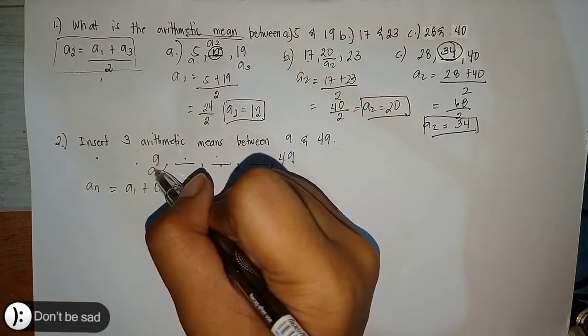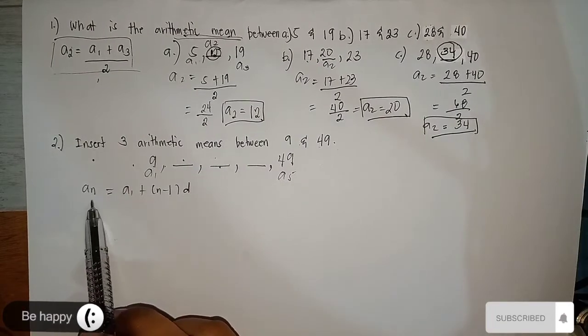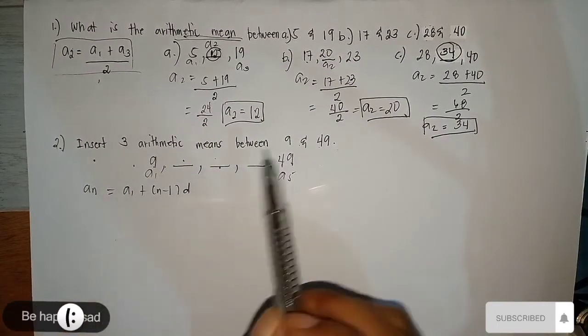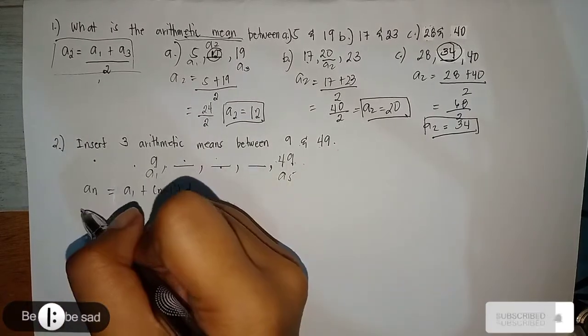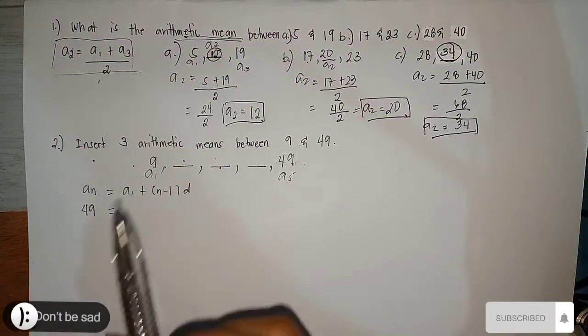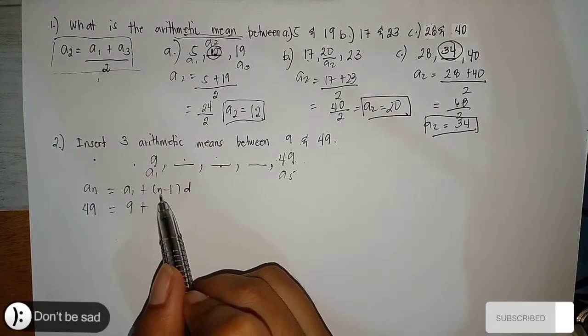Dahil nga ito ang ating a sub 1, ito ang ating a sub 5. Okay? So, si a sub n, siya yung magsisilbi nating last term, which is 49. Kaya siya si a sub n. Okay? So, lagay nyo lang siya, 49. You're just going to substitute the value. And then, we have a sub 1 as 9. Plus, ano ang ating n?